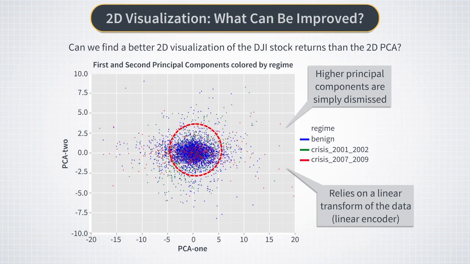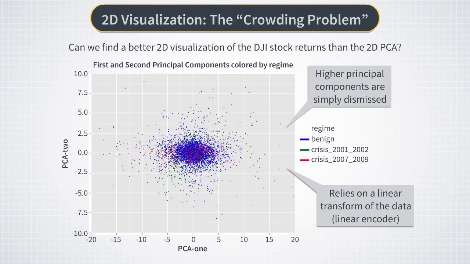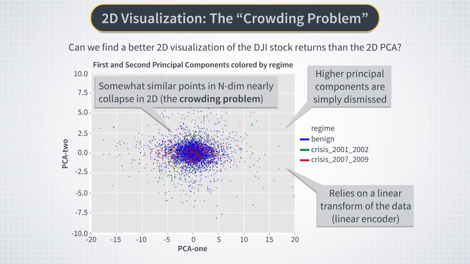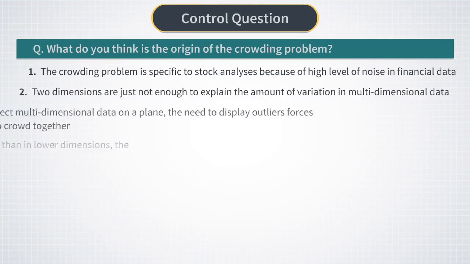One thing that stands out in this graph is that most points are located at the center of the graph. This is called the crowding problem. As you can see, the crowding problem seems to be a real problem indeed, and apparently not much can be learned just by looking at such a two-dimensional view of the data. An interesting question, though, is what causes the crowding problem.